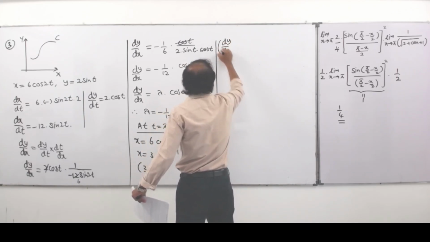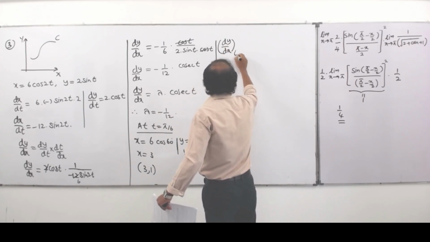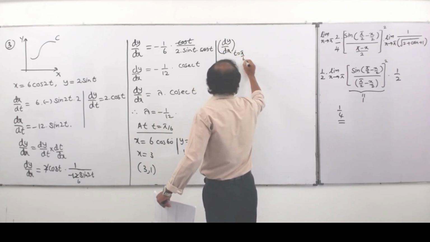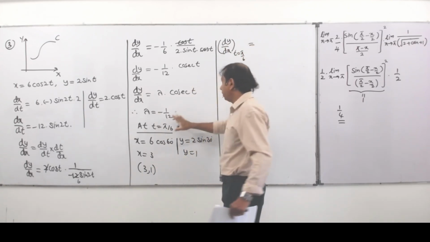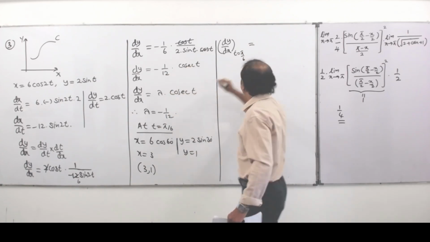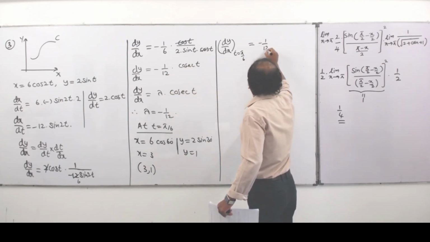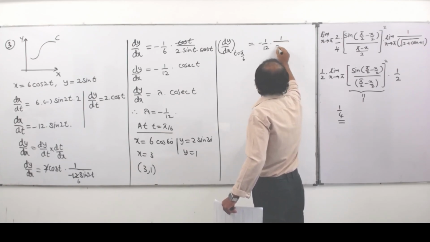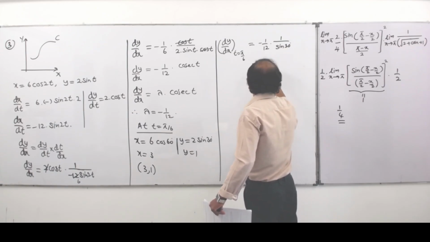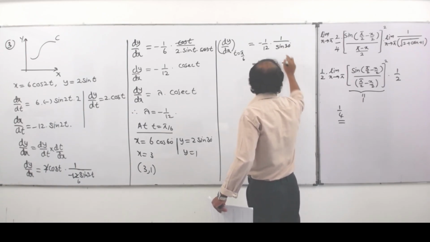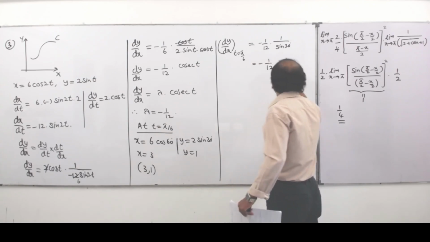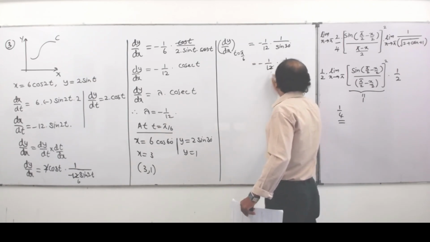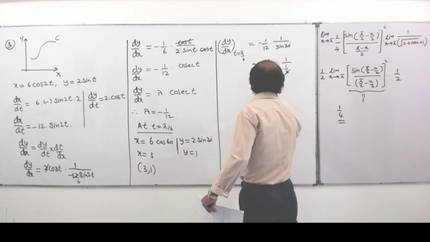dy/dx at t equals pi/6. To find that, put that 30 here. Minus 1 over 12 cosec 30. Cosec means 1 over sine, no? 1 over sine 30. Then we know sine 30 is half. Then we can cancel down these two with this. We get 6. Then we get minus 1 over 6.